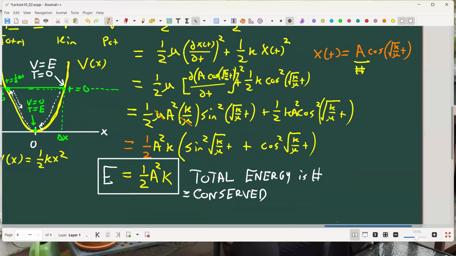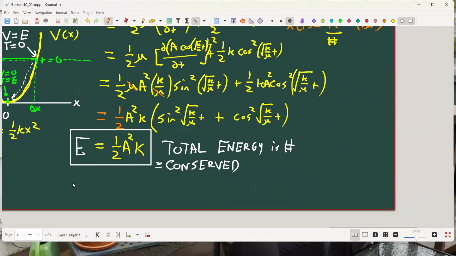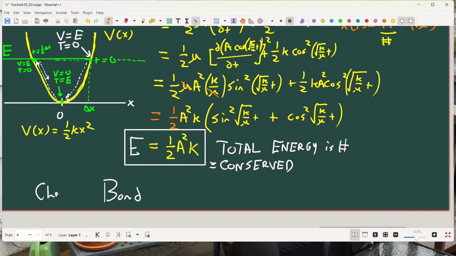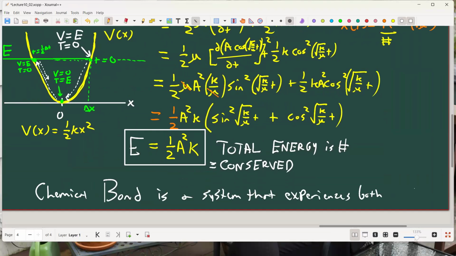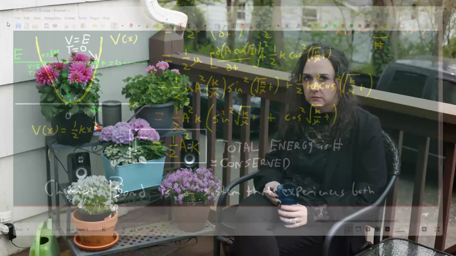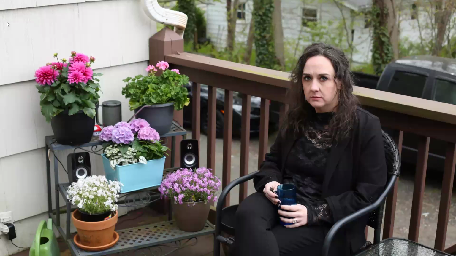So this is a system. I think this is going to be, so the chemical bond is a system that experiences both kinetic and potential energy. And I'm about to crash, I think. Yep, there it goes. It crashes. Fantastic. All right, let's hold on to that thought.